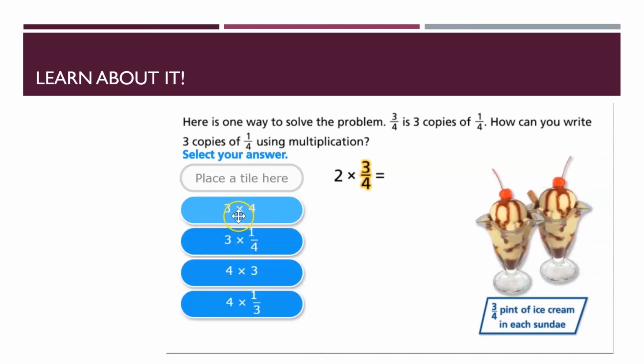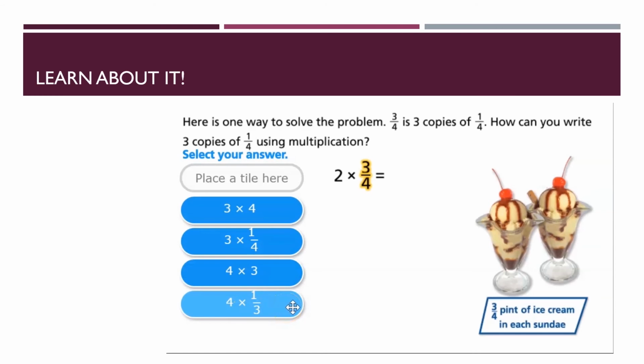Well, I know 3 times 4 is 12. That can't be it. 3 times 1/4, that would be 1/4 plus 1/4 plus 1/4, 3 groups of 1/4. I like that one. We'll come back to that. 4 times 3 is 12 again. 4 times 1/3 is 4 groups of 1/3.